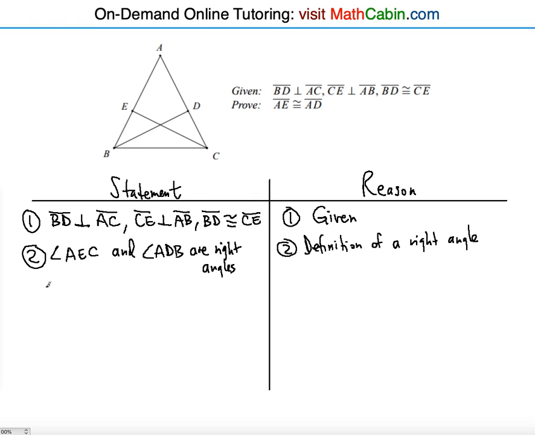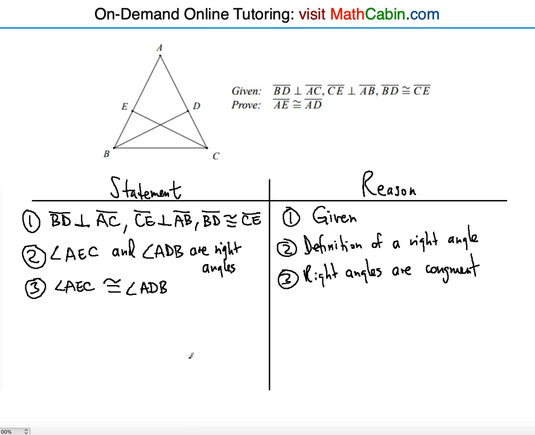Now the next part is to deduce that angles AEC and ADB are congruent. The simple reason for that is that right angles have the same measure, right? So we can say right angles are congruent. Okay, so we showed that these are right angles that are congruent. So that's the angle property that we found.